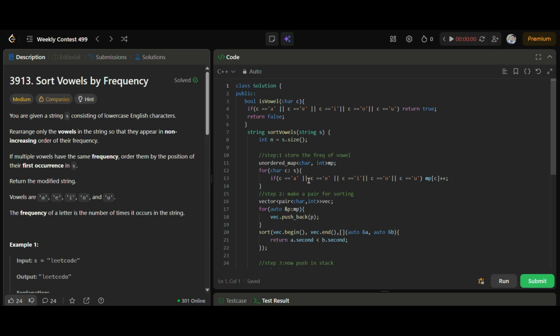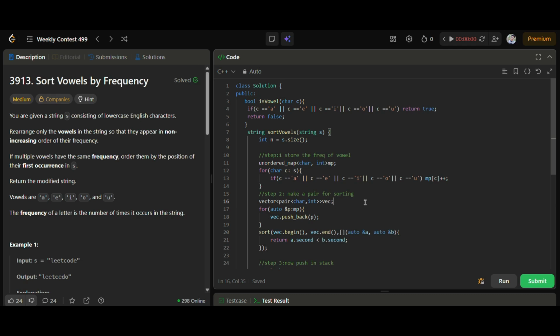So you check a vowel when any character is A, E, I, O, U. This is my vowel. First of all, store the vowel and store the frequency. So only the vowel frequency, not the consonants. Then you make a pair vector, where my character and, comma, its frequency. Okay, then you also write this. Okay, then what is my intuition?